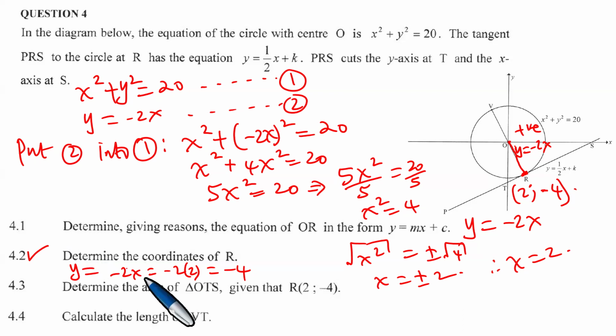So the coordinates of R, therefore, the examiner wants them, what are they? For this question, the coordinates of R are X is exactly 2 and Y is -4. Those are the coordinates. So we continue.